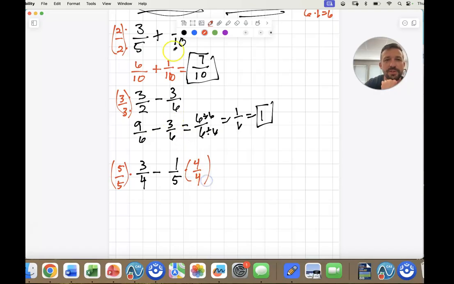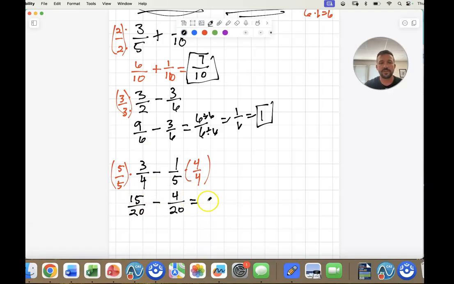And look what happens when we do this. 5 times 3 is 15. 5 times 4 is 20. Minus 1 times 4 is 4. 5 times 4 is 20. It always finds a common denominator. It always works. There's no way for it not to work for you. So just remember that. You can always multiply the other one by the other one's denominator.